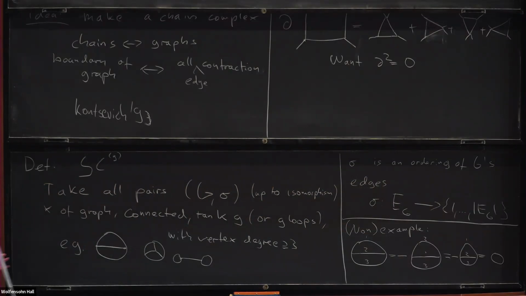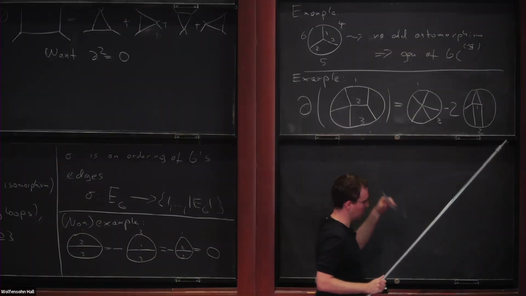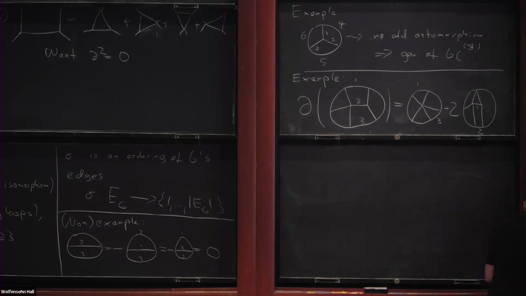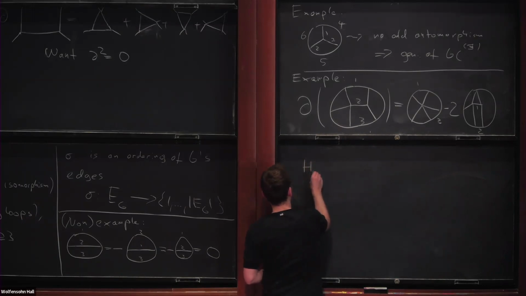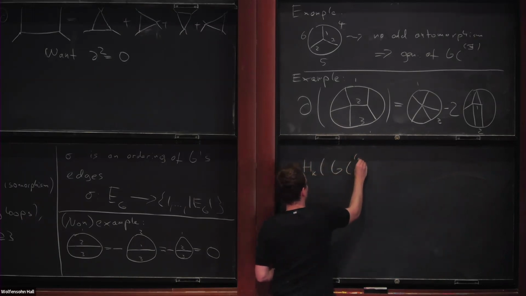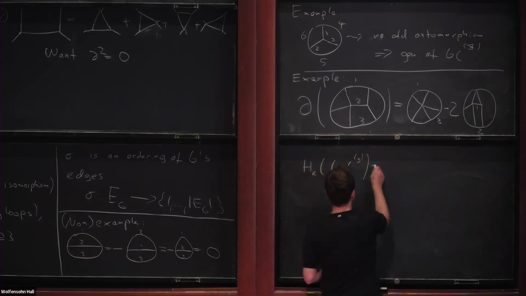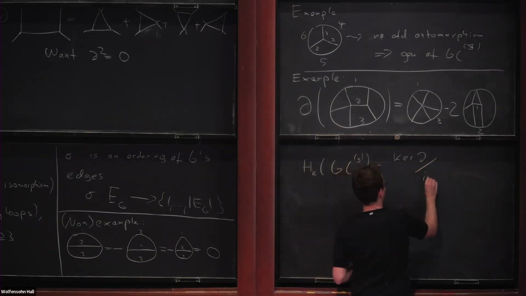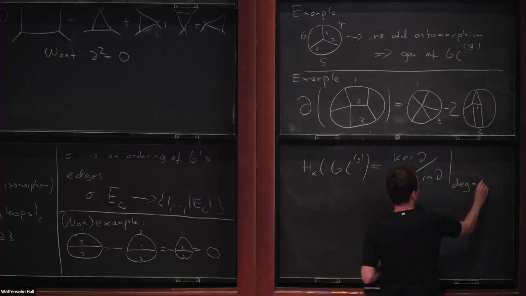So this now defines graph homology. And this is arguably the simplest instance of a whole family of different flavors or versions of graph homology. Graph homology is defined as usual as the quotient of the kernel of this differential over the image. And we restrict to the degree k, which is just the number of edges.